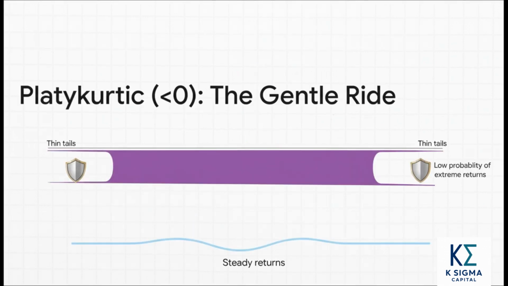And then, on the flip side, you have platykurtic, the gentle ride. A negative excess kurtosis means thin tails and very few surprises. The data is much more evenly spread out. Honestly, for an investor who just wants steady, reliable returns, this is exactly what you're hoping to find.